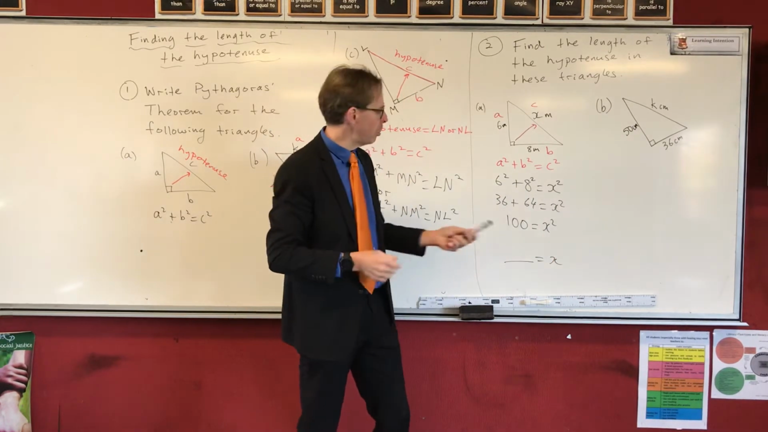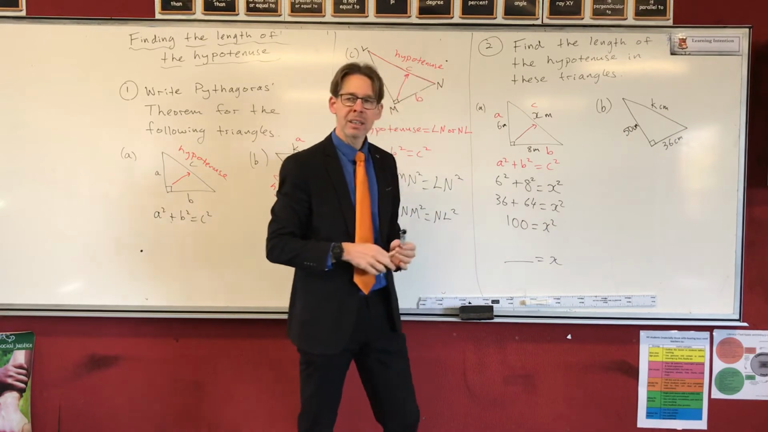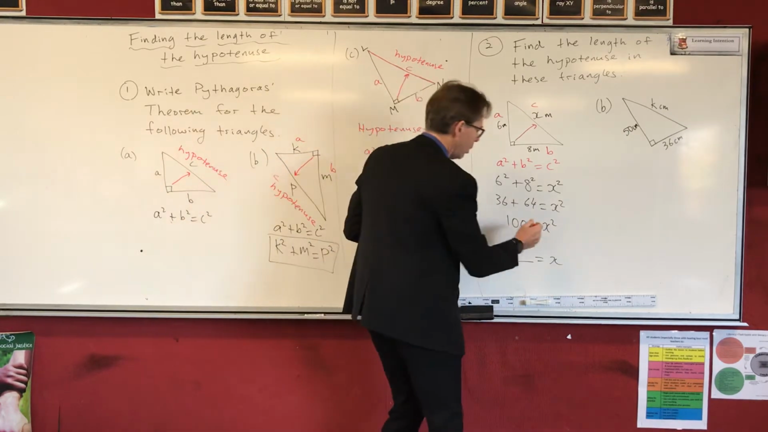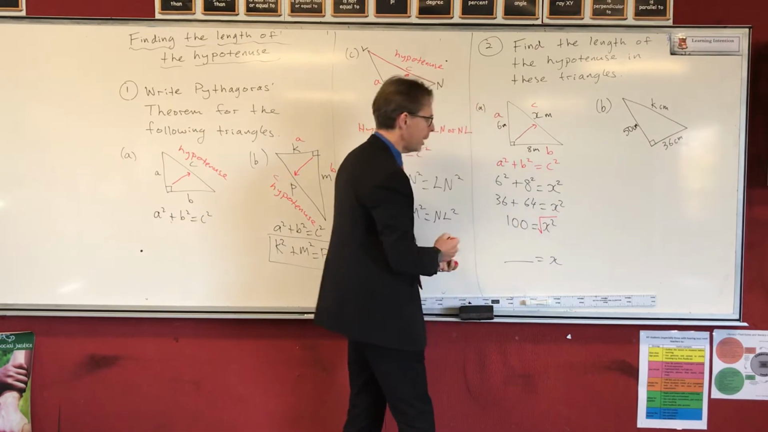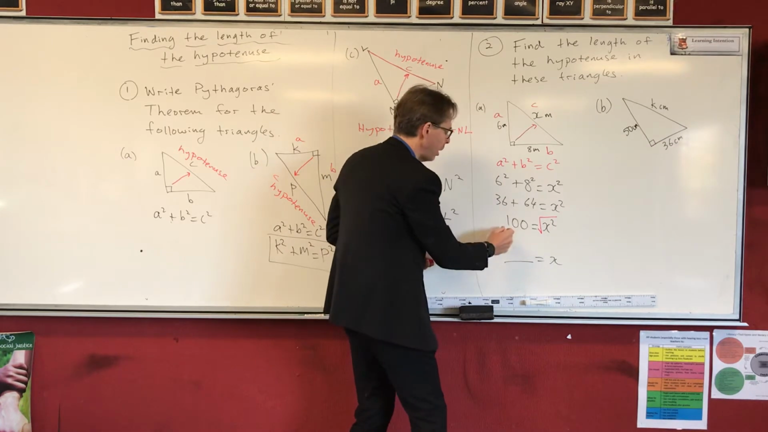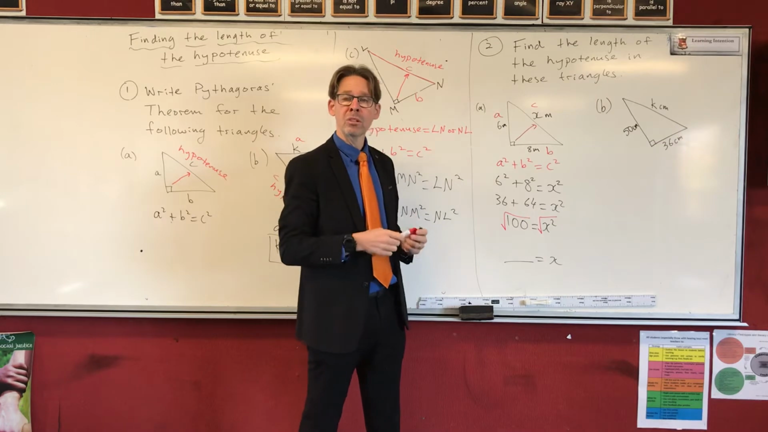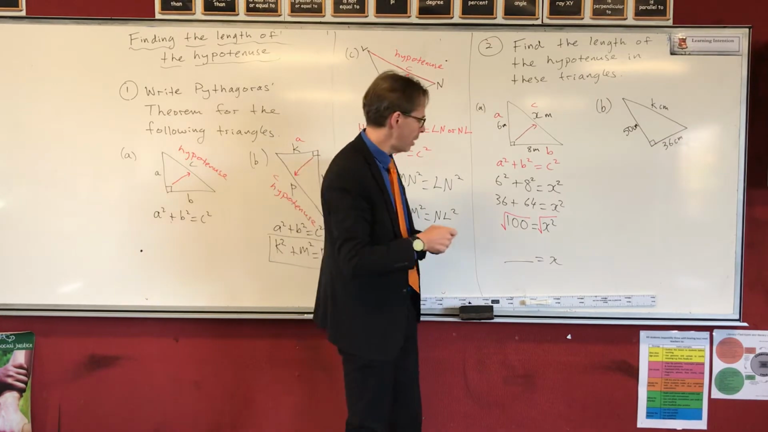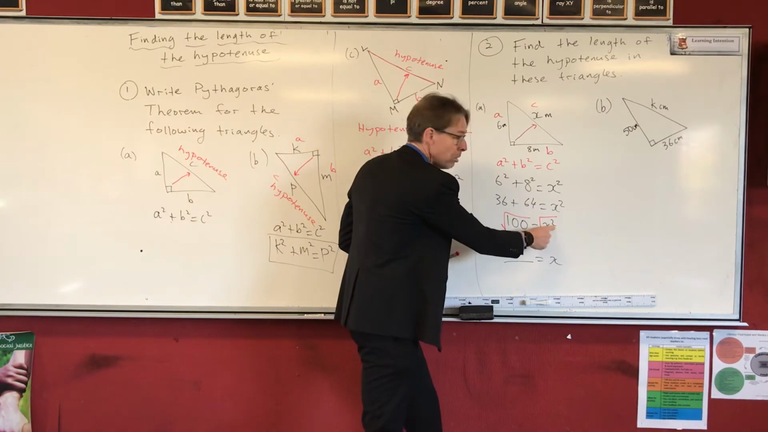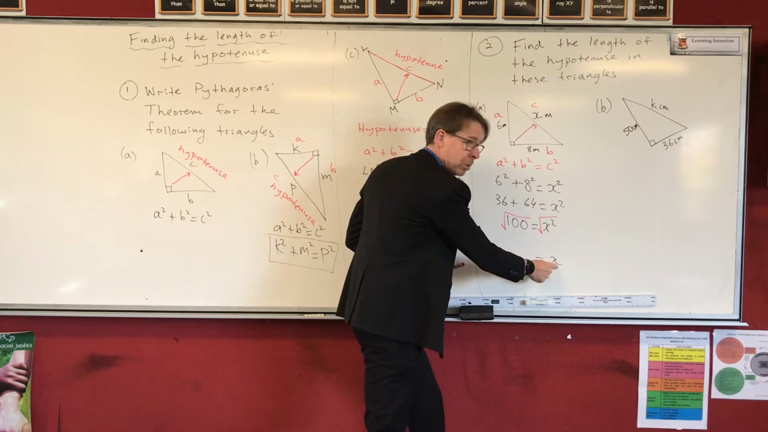Now think back to what's the opposite of squaring. It is square rooting. So I'm going to square root that, and what I do to one side of the equation, I must do to the other. So think back to equations. You must always do the same operation to both sides. Now, the square root cancels out the power of 2, so it's just X by itself now.